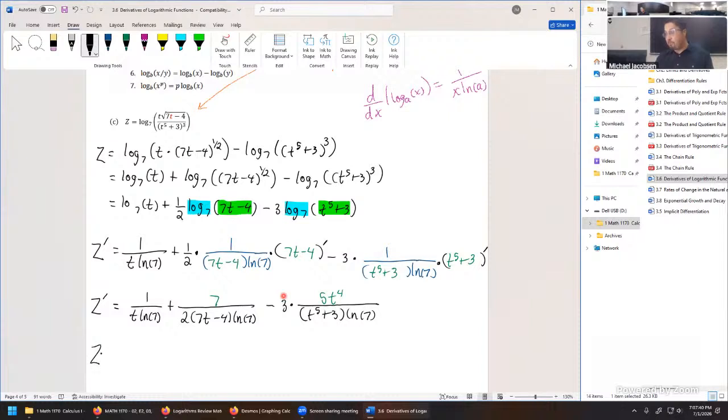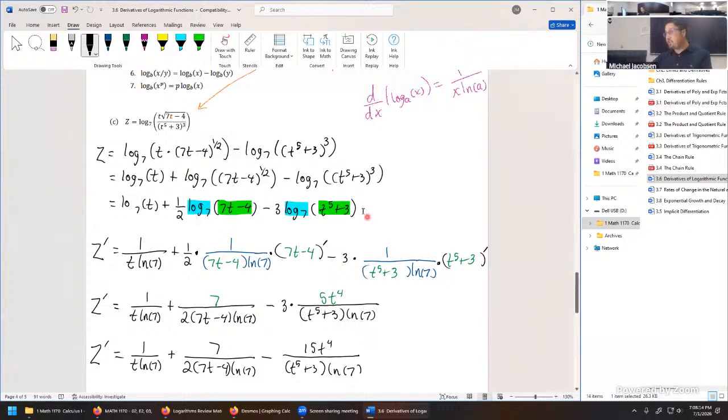In its most simplified form, we would say z prime is 1 over t natural log 7 plus 7 over 2 times 7t minus 4 natural log 7 minus, and here's the painful step, it was just a small simplification, 15 t to the 4 divided by t to the 5 plus 3 times natural log 7. And finally, we've gotten it. This is the full derivative. We used the chain rule twice, but the major thing we did was properties of logarithms.